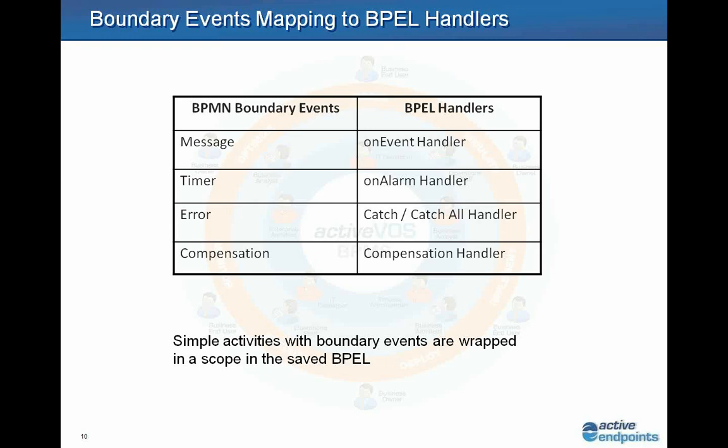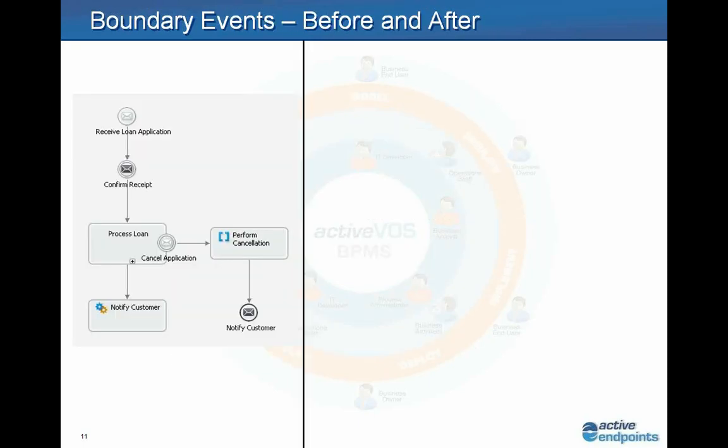So message events become on-event handlers and scopes. Timers become on-alarm handlers. Errors become catch or catch-all handlers. And compensation becomes compensation handlers. If you put a boundary event on a simple activity, it creates implicitly a little scope that has nothing in it but that simple activity, and then the event handler that you've just defined. So you don't have to care about it. You don't have to create this scope that you didn't really want in the first place. We do that for you.